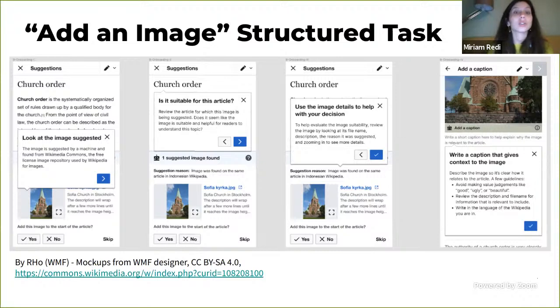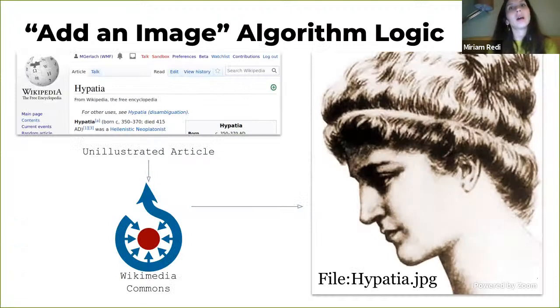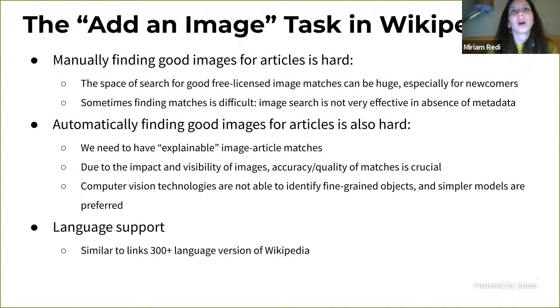Now, in order to generate the recommendations of the image to article matches, the research team has developed an algorithm for image recommendation. The logic of the algorithm is relatively simple. Given an article that is not illustrated, it's going to look on Wikimedia Commons for the best possible match for that article. And while the pipeline could seem relatively simple, actually putting this into practice is not a trivial task, because adding images to articles is not a trivial task, not manually nor automatically.